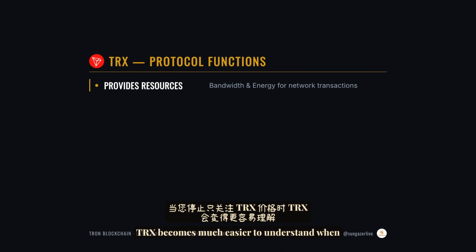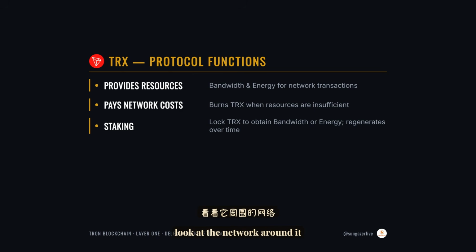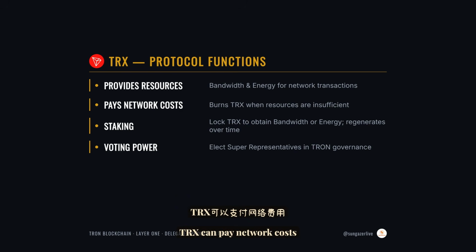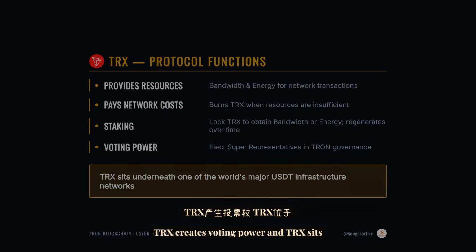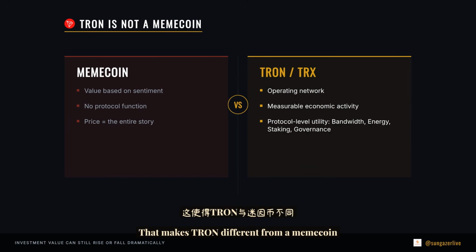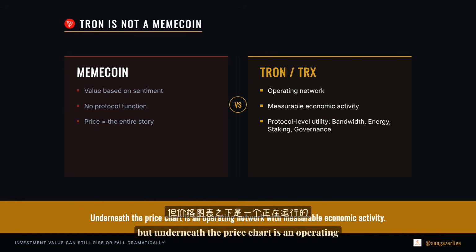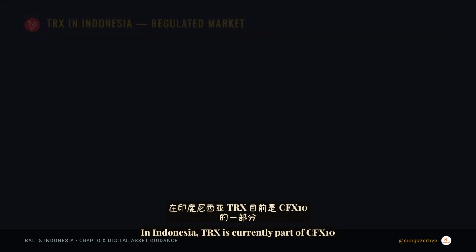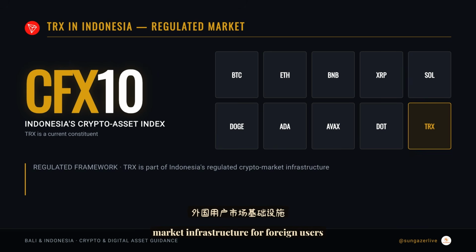TRX becomes much easier to understand when you stop looking only at the price of TRX. Look at the network around it. TRX provides resources. TRX can pay network costs. TRX can be staked. TRX creates voting power. And TRX sits underneath a blockchain that has become one of the world's major infrastructures for moving USDT. That makes TRON different from a memecoin. Its investment value can still rise or fall dramatically, but underneath the price chart is an operating network with measurable economic activity. In Indonesia, TRX is currently part of CFX10 and the country's regulated crypto market infrastructure.